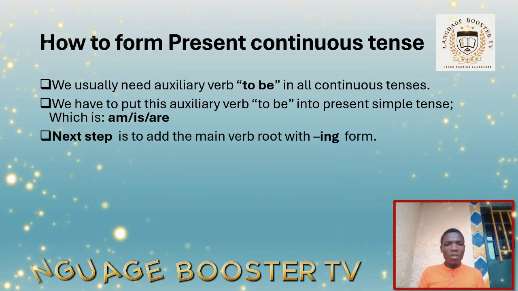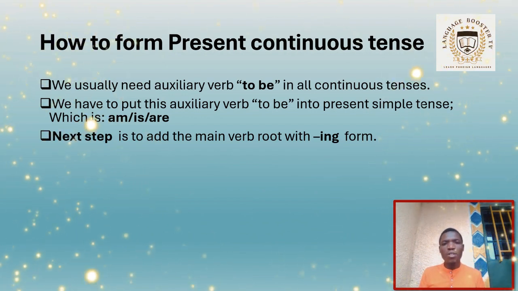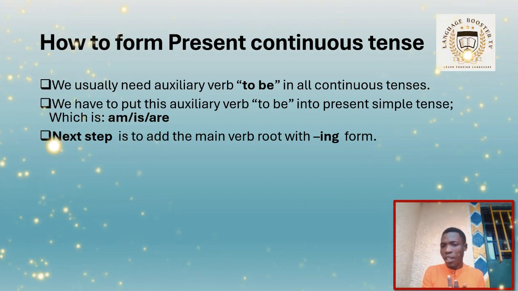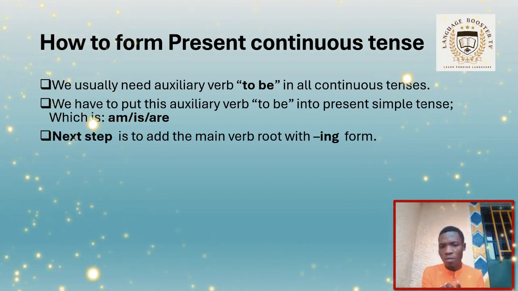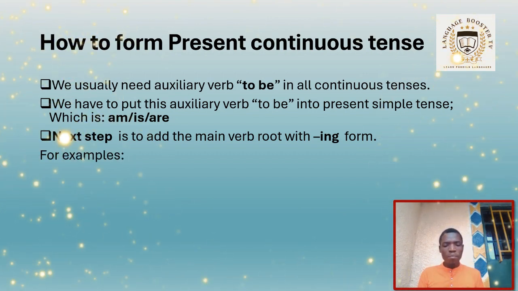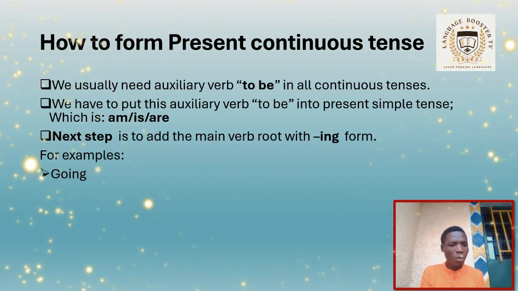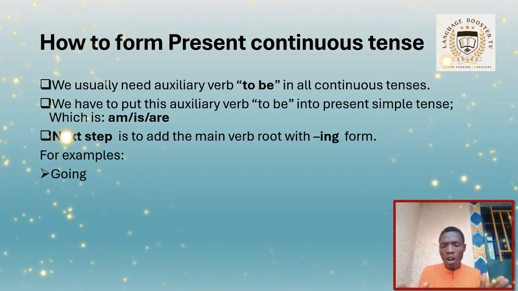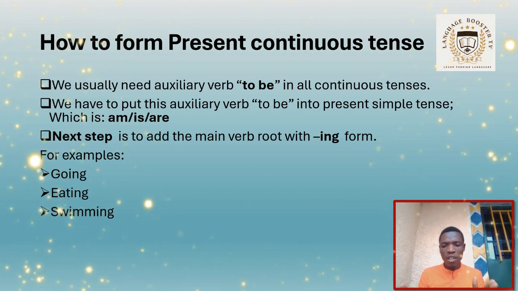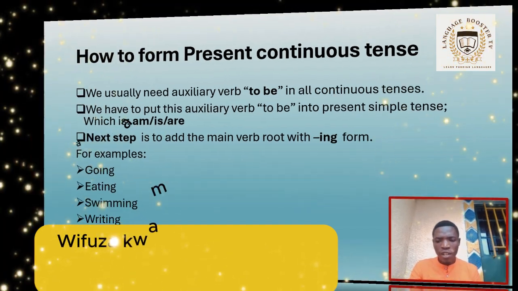This is the verb to be in the present simple tense. So after conjugating the verb to be in present simple, the next step is to add the main verb root with ing form. So we take the stem or the root of the verb and we add ing form. For example, verb to go, we put ing form and we have going. Verb to eat, eating. Verb to swim, swimming. Verb to light, lighting. Verb to play, playing.